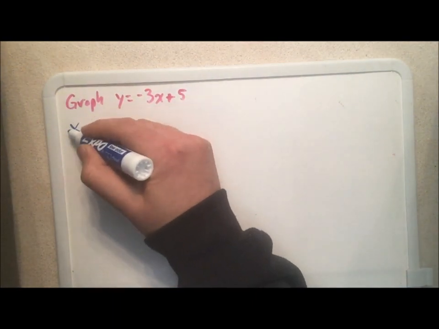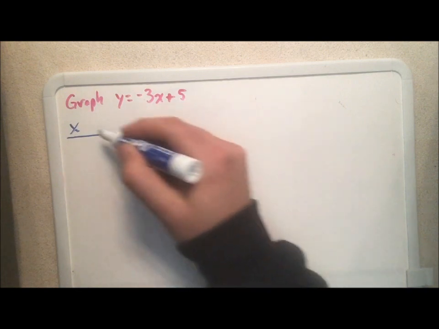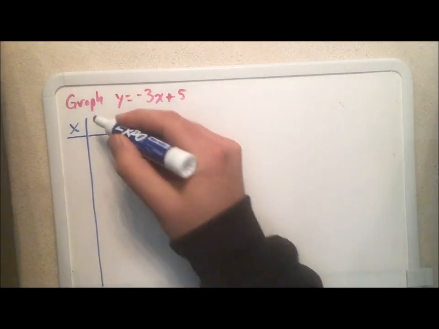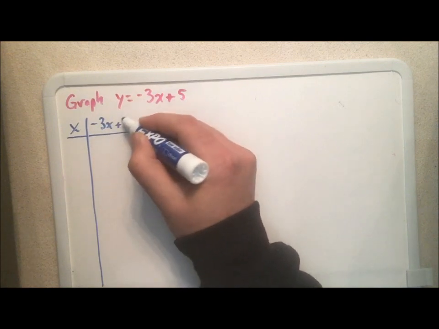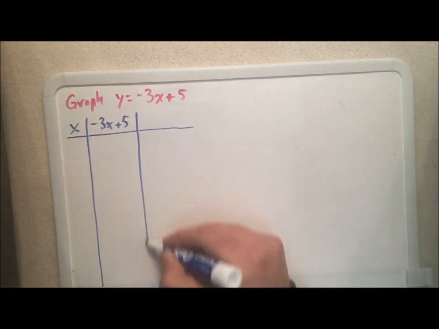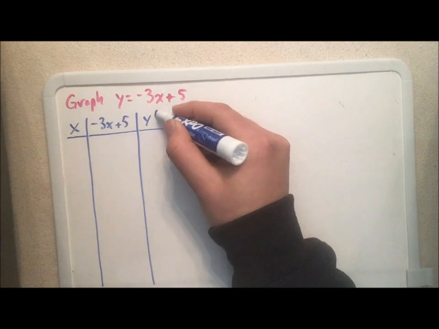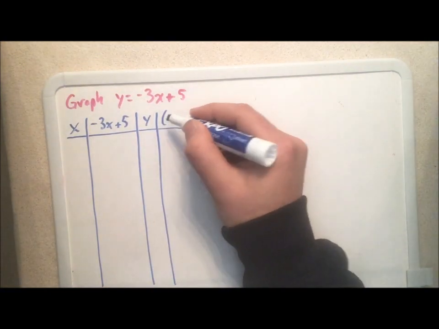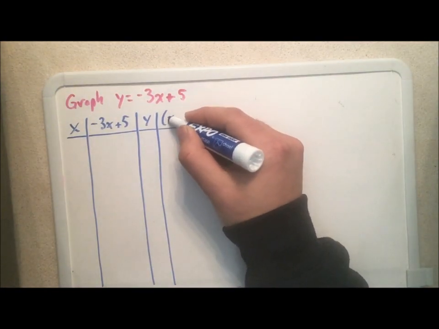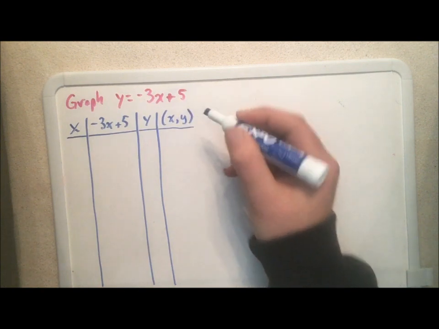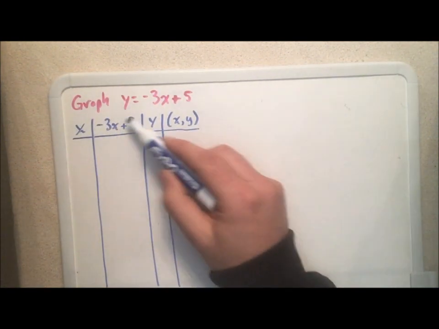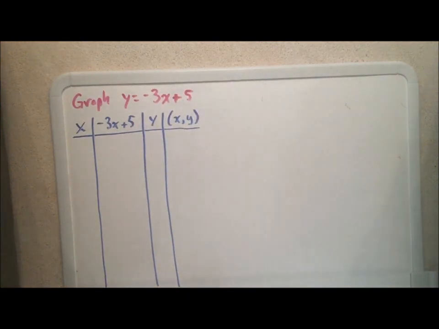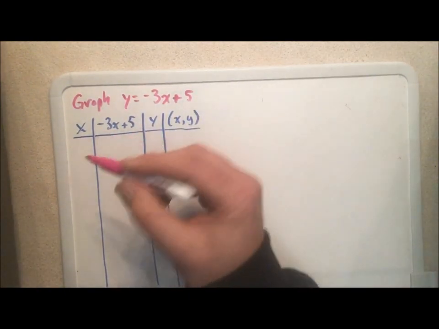Now, the first thing we do is we build our table of values. What does it look like? X, and then we show the function negative 3x plus 5, and then we have the y, and then we have the point. So x, y. This guarantees will be the same every time, except for this part, which changes depending on what your equation is that you're given. But this is the skeleton of a table of values.